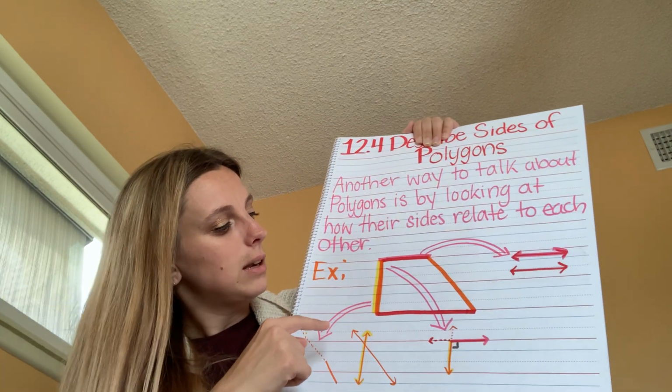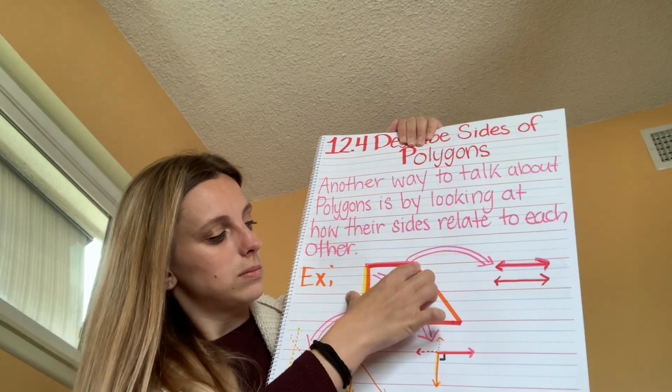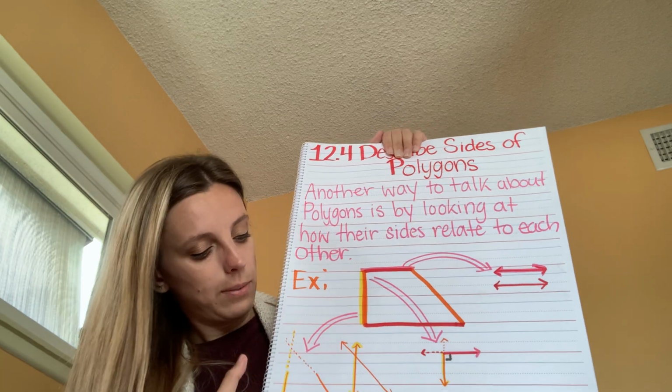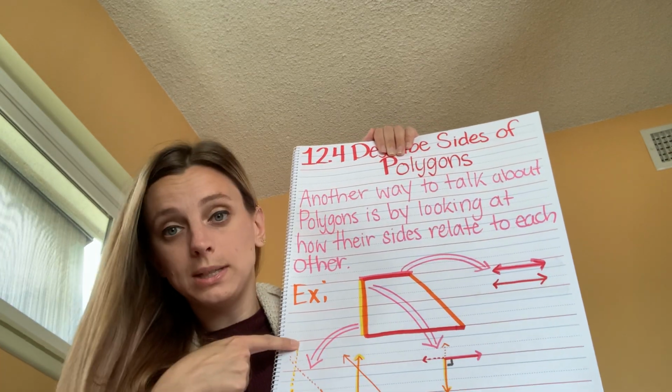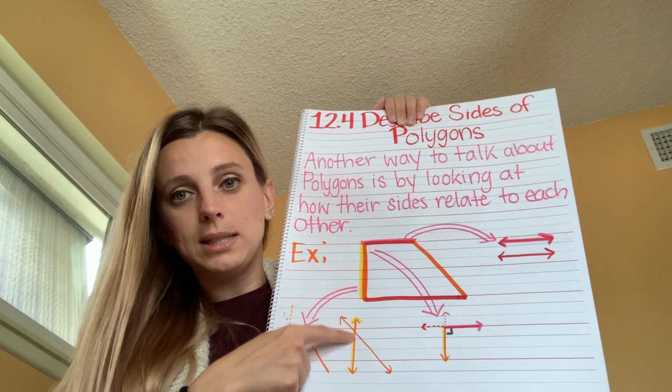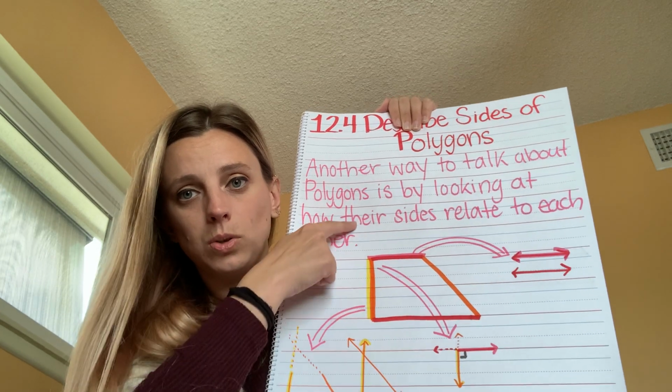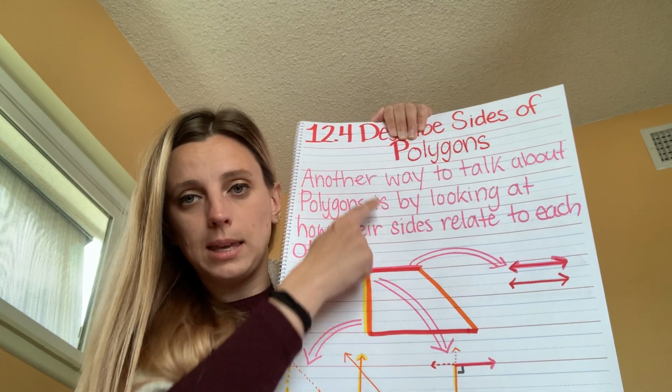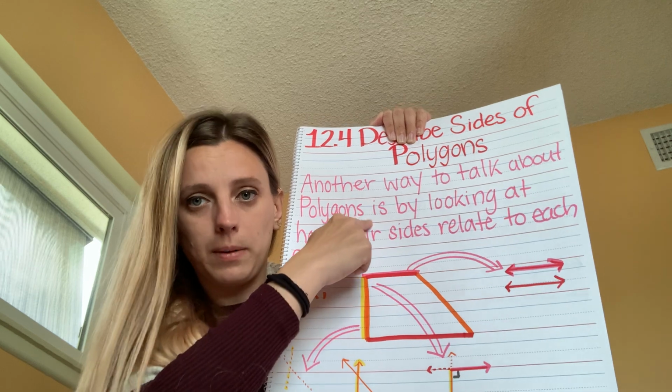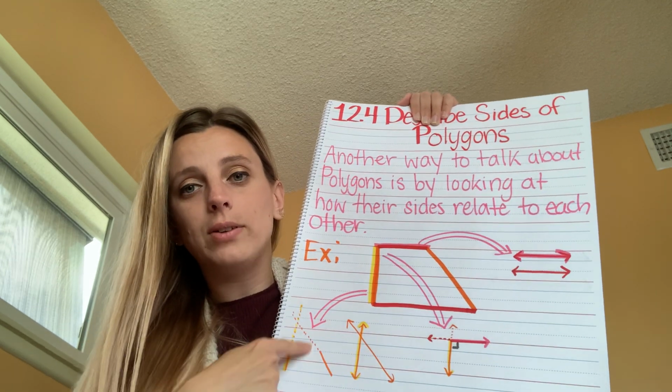But then if I look at these 2 sides right here, I would see that if I kept them going, they would touch eventually. They would look something like that if I let these 2 orange lines keep going. They would cross somewhere up here. So those are going to have another special name.